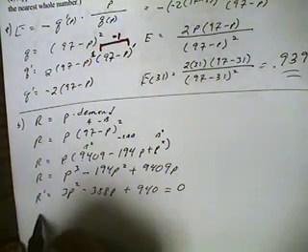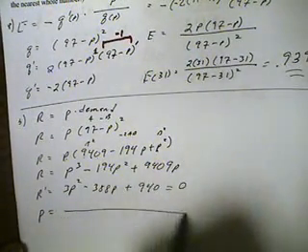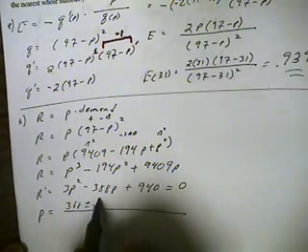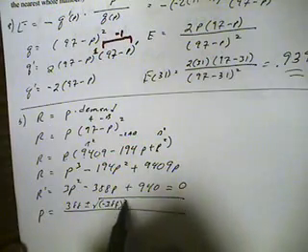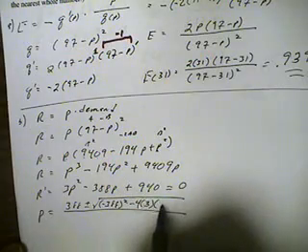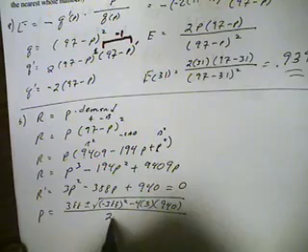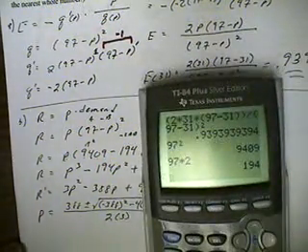So the quadratic formula will say that P is going to equal the opposite of B, which is 388, plus or minus the square root of negative 388 all squared, minus 4 times A, which is 3, and times C, which is 9409, all over 2 times A, which is 3. Okay, let's put all that in.